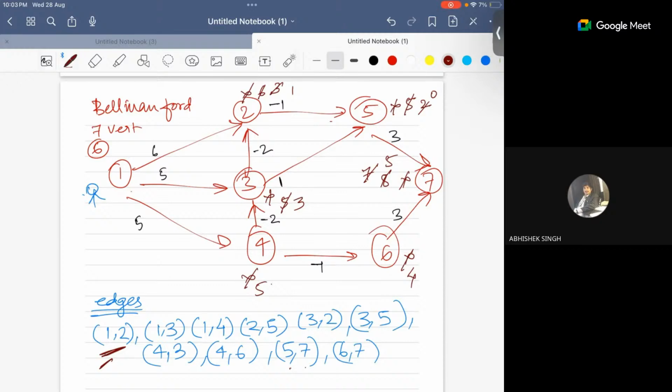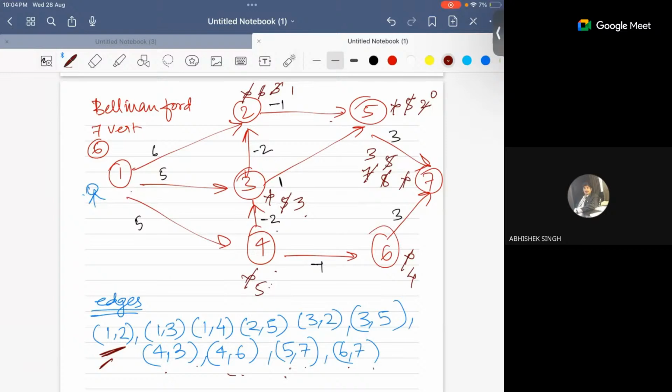3, 5. 3 is 3 plus 1. So this is better. So no change. 4, 3. 5 minus 2. 3. 3 is done. No change. 4, 6. 5 minus 1, 4. No change. 5, 7. 0 plus 3. So we'll just cut it. 3 is better. 6, 7. 4 plus 3, 7. So no change. Third iteration done.